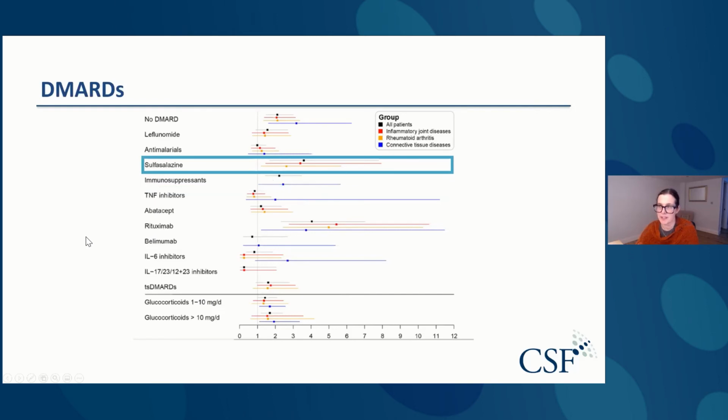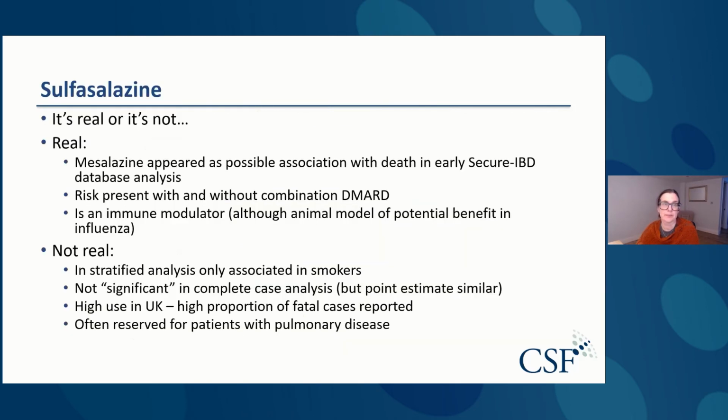Then we come to sulfasalazine. So this was the surprise of the day for all of us. And we saw that within the all inflammatory joint disease, which here of course includes psoriatic arthritis, and then when limited to RA alone, compared to methotrexate, we saw an increased risk, increased mortality within the group that was receiving sulfasalazine. So this received a lot of attention.